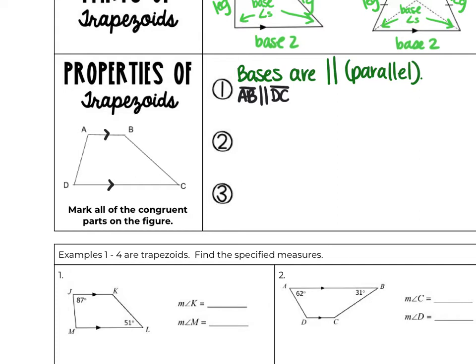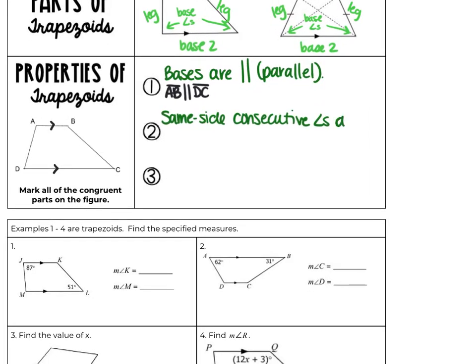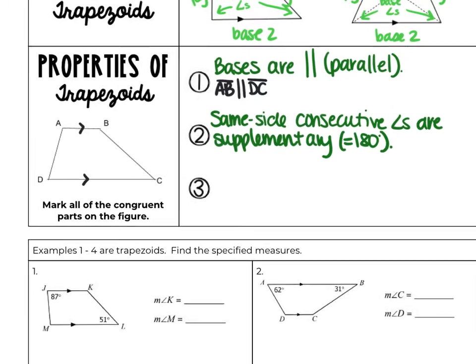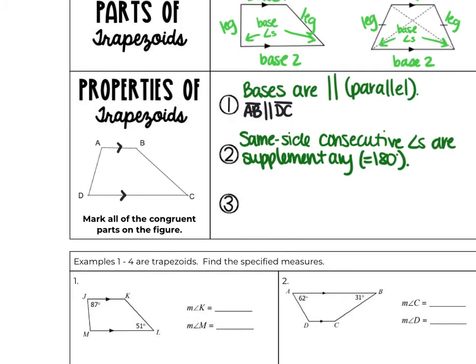All right, the second thing is same side consecutive angles are supplementary. Hopefully you remember that means equals 180 degrees. There is not a way to mark that on the figure, but I can write an equation using that. So same side consecutive angles.